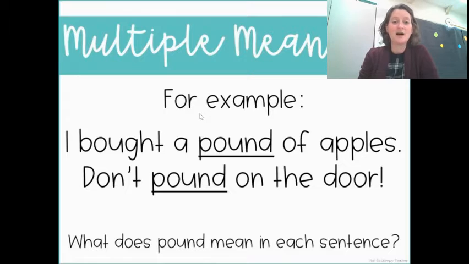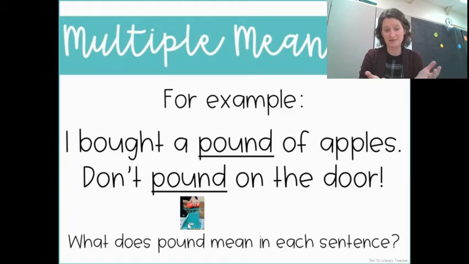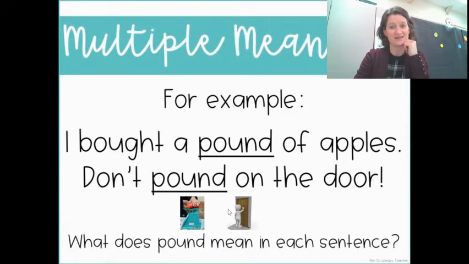For example, I bought a pound of apples. Don't pound on the door. The word pound is in both sentences, but what does pound mean in both sentences? Well, I bought a pound of apples. In this sentence, pound means a measure of weight, how heavy something is. I bought a pound of apples. In the other sentence, pound means don't pound on the door. So the same word can have two different meanings.